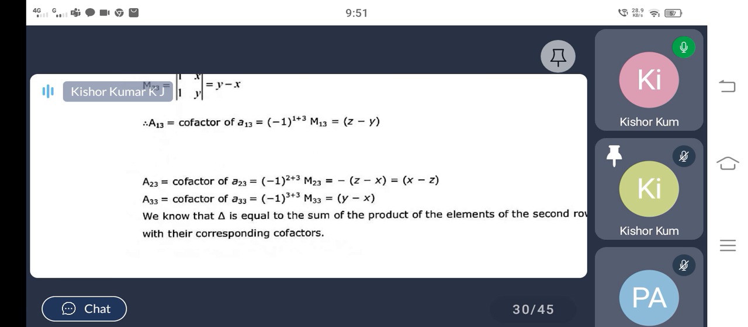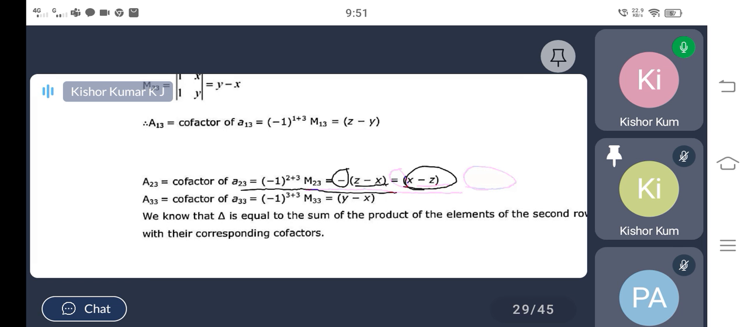Similarly, A23 will give us (-1) to the power 2 plus 3 into M23, and (-1) to the power 5 will give us minus. M23 value is z minus x. When we multiply this minus with the terms, it will be minus z plus x, or we can write it in the form of x minus z.